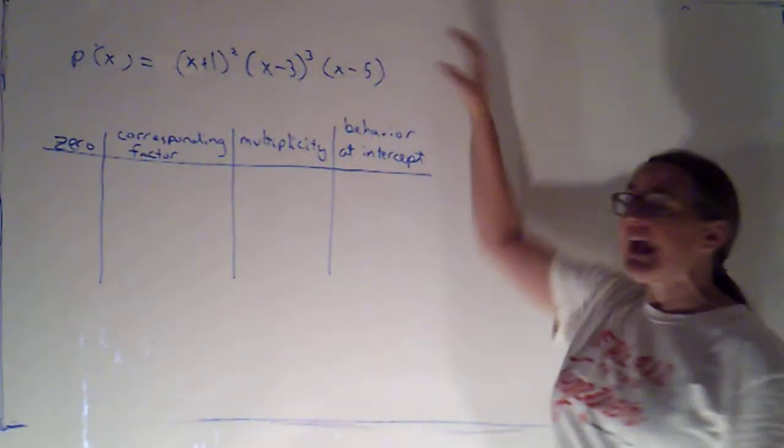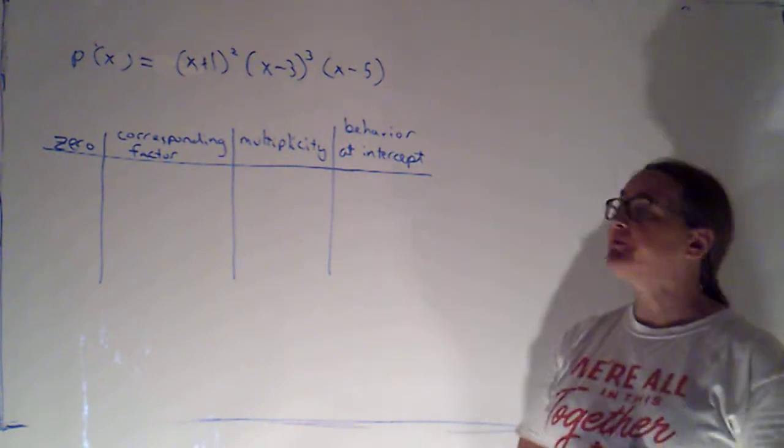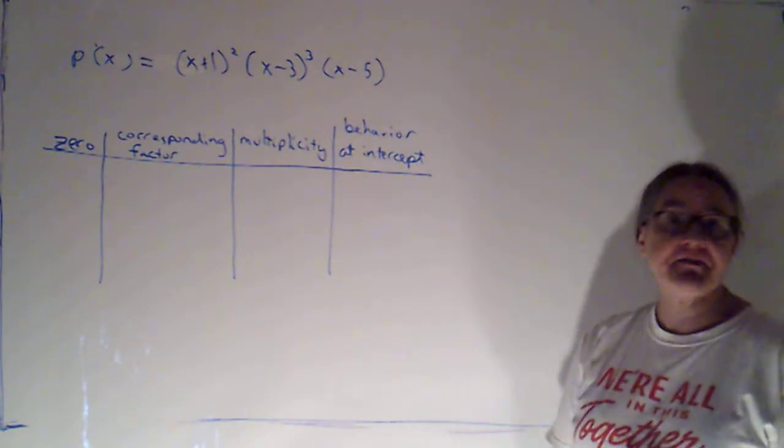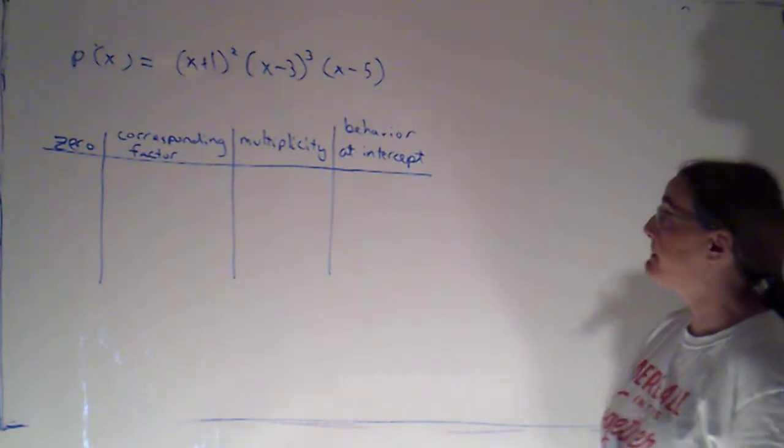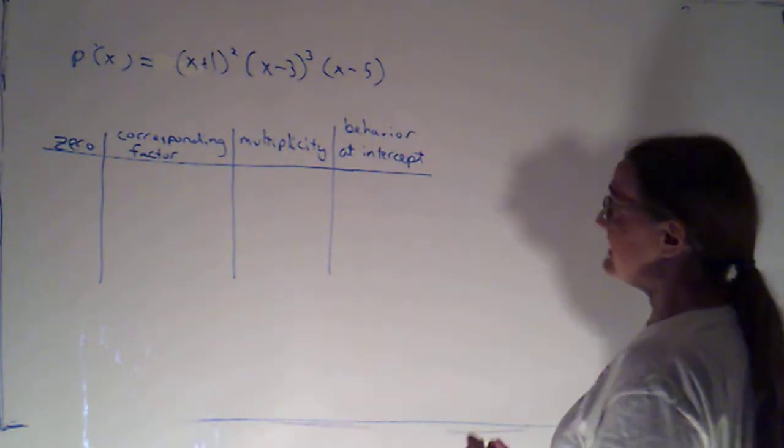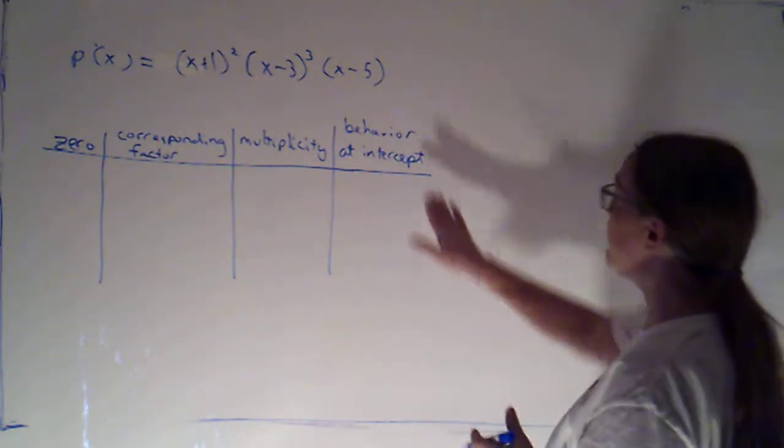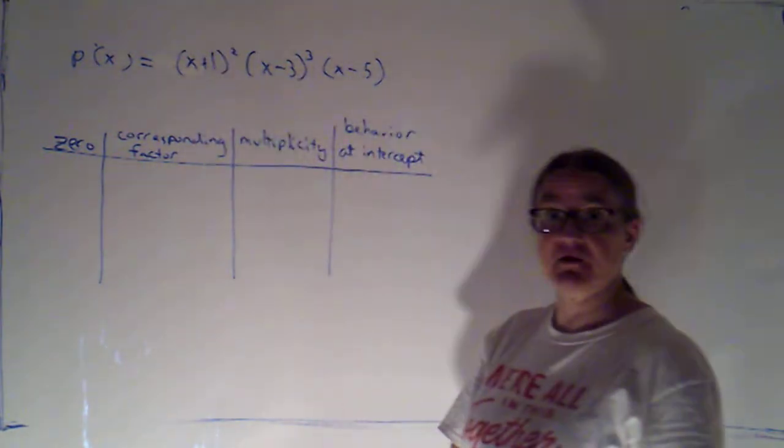I've got a polynomial up here in factored form, and I want to use what we just learned about the multiplicity of our zeros to see if that can help me in sketching the graph. Okay, so I can see what my zeros are. They're just going to be the numbers that would make any one of these factors 0.